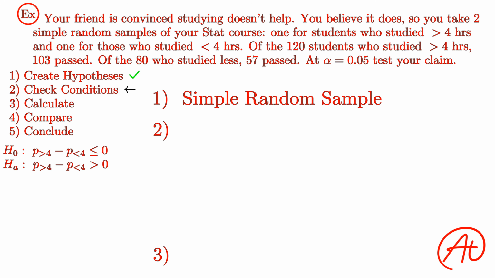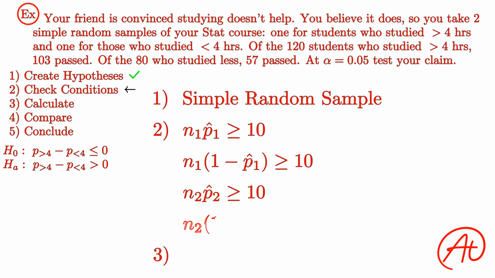The second is that n times p and n times 1 minus p are both greater than or equal to 10 for both populations. This means n1 times p1, n1 times 1 minus p1, n2 times p2, and n2 times 1 minus p2 all have to be greater than or equal to 10. You might also see that these values need to be greater than or equal to 5 instead sometimes. It's ultimately just a rule of thumb in order to ensure that we can use a normal distribution to approximate our sampling distribution, so don't be alarmed if you're used to seeing it that way.